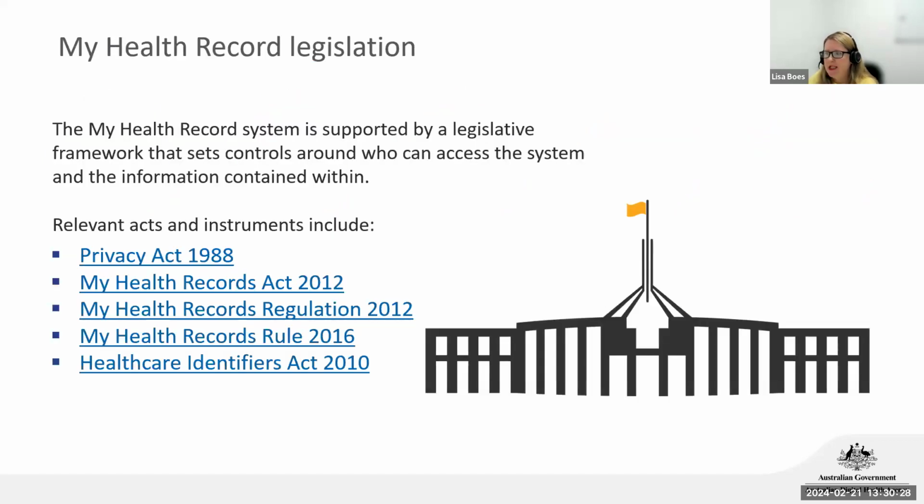So, My Health Record legislation. Protection is offered by legislation that governs the way that data is managed by the agency, meaning the Digital Health Agency, and healthcare providers accessing the data it holds. Legislation includes the My Health Records Act 2012, the My Health Records Rule 2016, the My Health Records Regulation 2012, and the Healthcare Identifiers Act 2010. In addition, most healthcare providers have obligations to protect personal health information under the Australian Privacy Act of 1988.